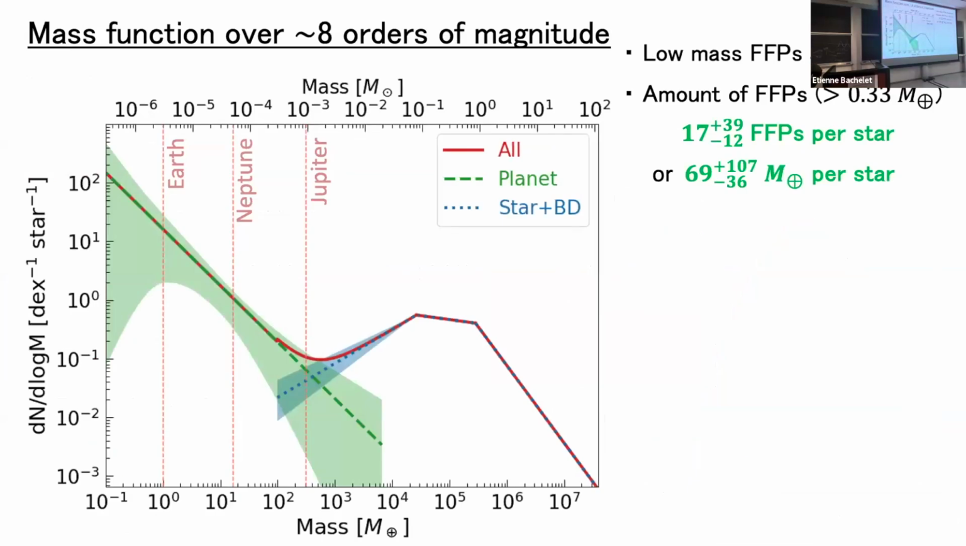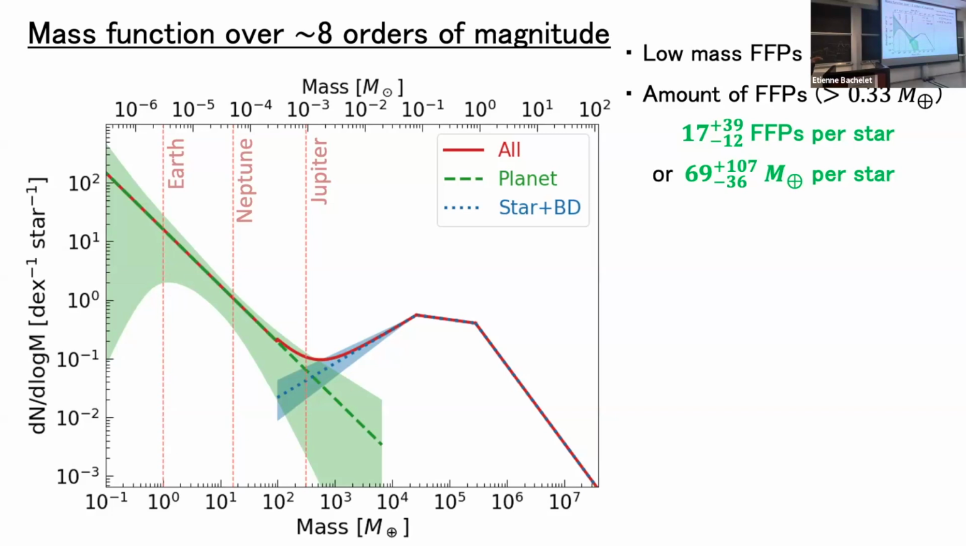So this is a mass function over more than 8 orders of magnitude in mass. The x-axis on the bottom shows the Earth mass, and the x-axis on the top shows the solar mass. The y-axis is dN over d log m in units of per dex per star. The green one shows our planetary mass function, and the shaded area corresponds to 1 sigma uncertainty. From this, we found that low mass FFPs are much more abundant than high mass FFPs.